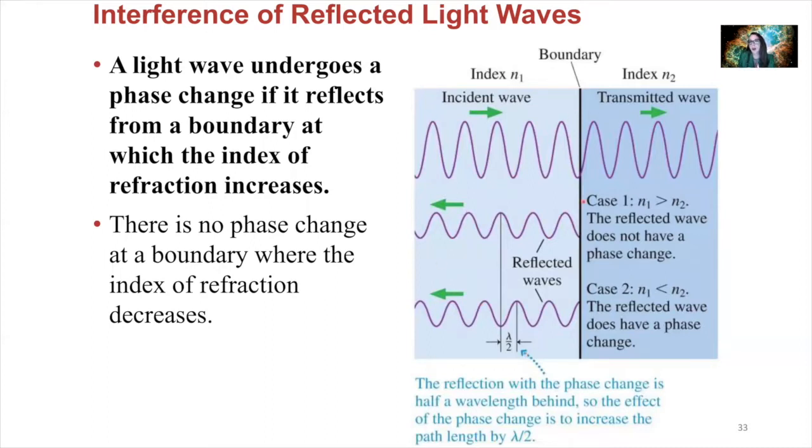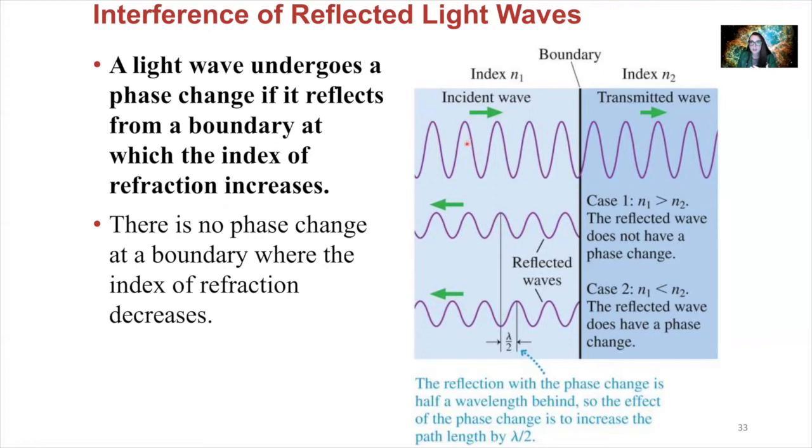Now, here's our boundary between two mediums with different indices of refraction. A light wave undergoes what we call a phase change if it reflects from a boundary at which the index of refraction increases. A phase change essentially inverts the waveform. It flips the waveform. This is the same as shifting your wave either forward or backward by half its wavelength. So this is what we call a phase change.